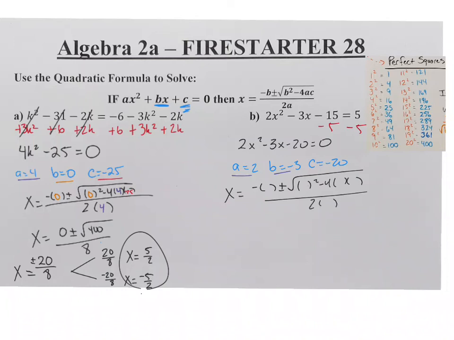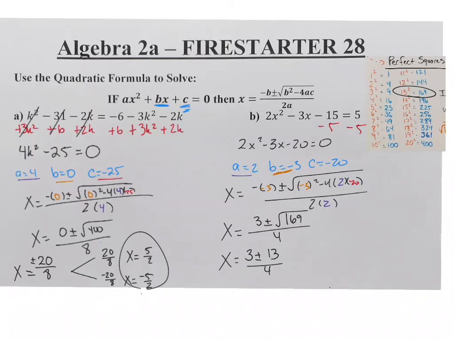So A is 2, so I put 2 next to 4 and 2 next to 2. B is negative 3, so I put negative 3 in the first set and the second set. And C is negative 20, put it there. X equals the opposite of negative 3 is positive 3, plus or minus radical all over 4. So really, this is all the exact same step-by-step process. Negative 3 squared minus 4 times 2 times negative 20, close parentheses, 169. 169 is on my list, right there. So x equals 3 plus or minus 13 all over 4.